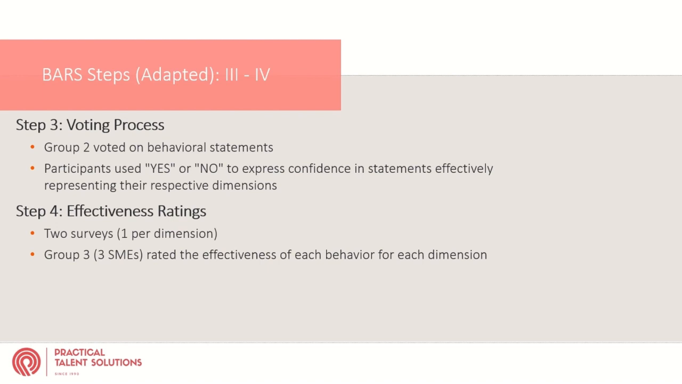This leads to step 4, where effectiveness ratings were obtained. 2 surveys were conducted, one for each dimension. Group 3, which also consists of 3 SMEs, rated the effectiveness of each behavior for each dimension.